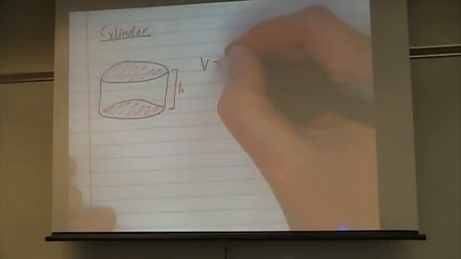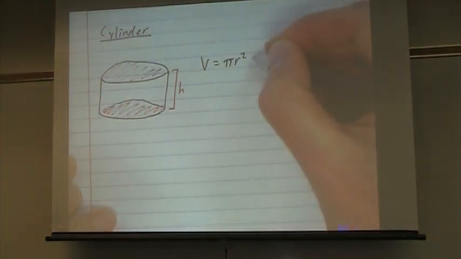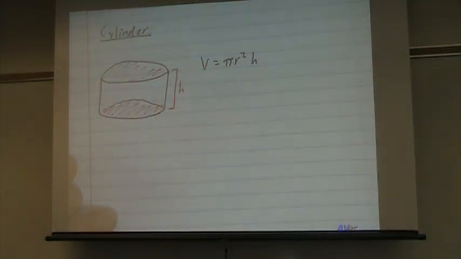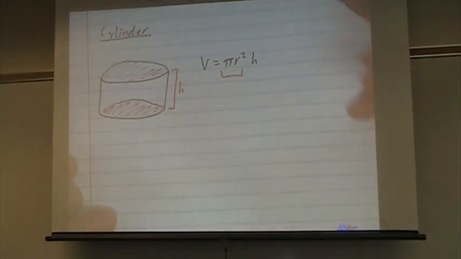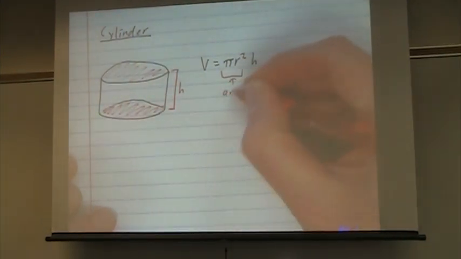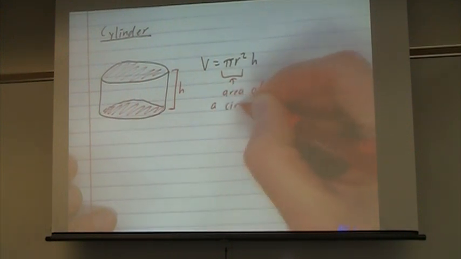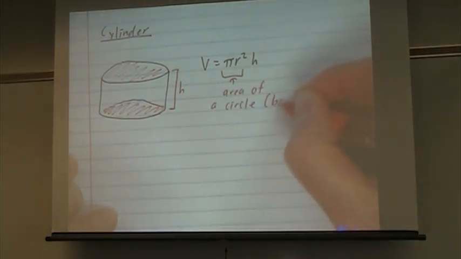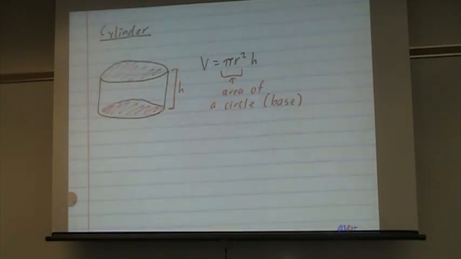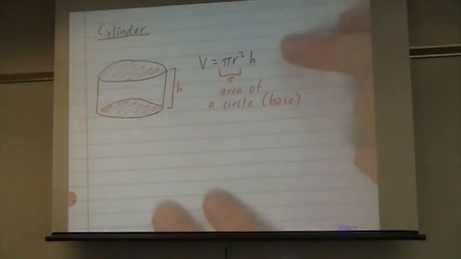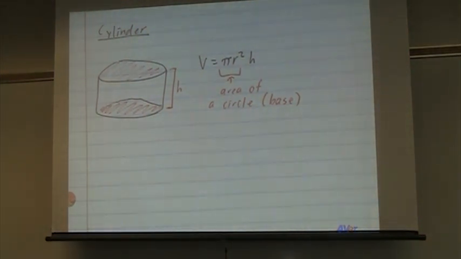Do we know the formula of a circle always? Absolutely. Pi r squared. So with a cylinder, your volume equals pi r squared times the height. And this guy, again, it's just the area of a circle. But because that's your base for a cylinder, you can have this always be the formula. So there you go.